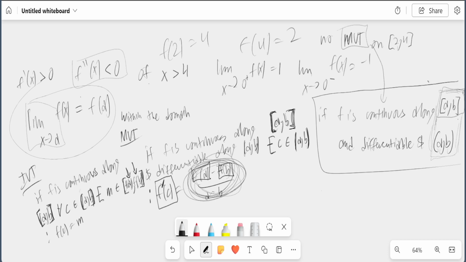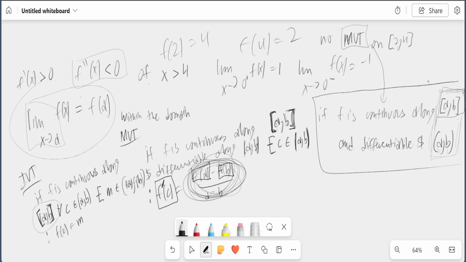Wait, so you don't put closed brackets when you say M is between f of A and f of B, because you know M exists. Because we know f of A and f of B already exist by putting closed brackets over here. We know that f of A and f of B exist, and A and B exist, right? So what's the point of checking for C at those endpoints? We already know those exist. Does that make sense?